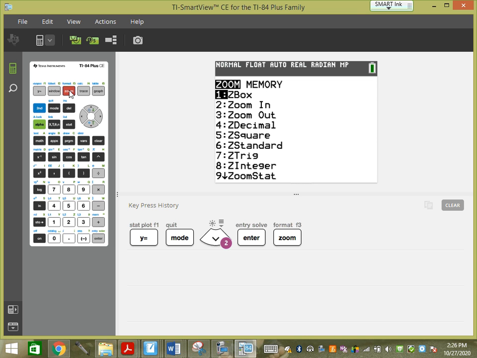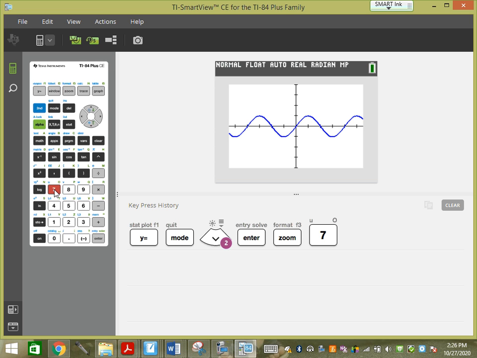We use zoom 6 all the time, which is my standard window, negative 10, 10, 10, 10. If I go zoom trig, the key thing of doing zoom trig is it doesn't always work, but at least it gets you a starting point sometimes. Sometimes you can't get graph to graph, so it's like your last ditch effort, you press zoom trig. The key thing is you have to pick your mode first before you press zoom trig.